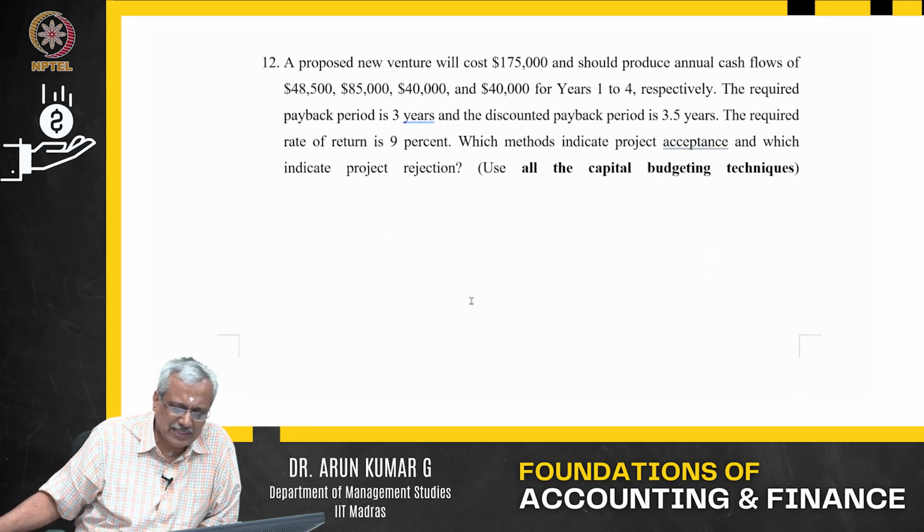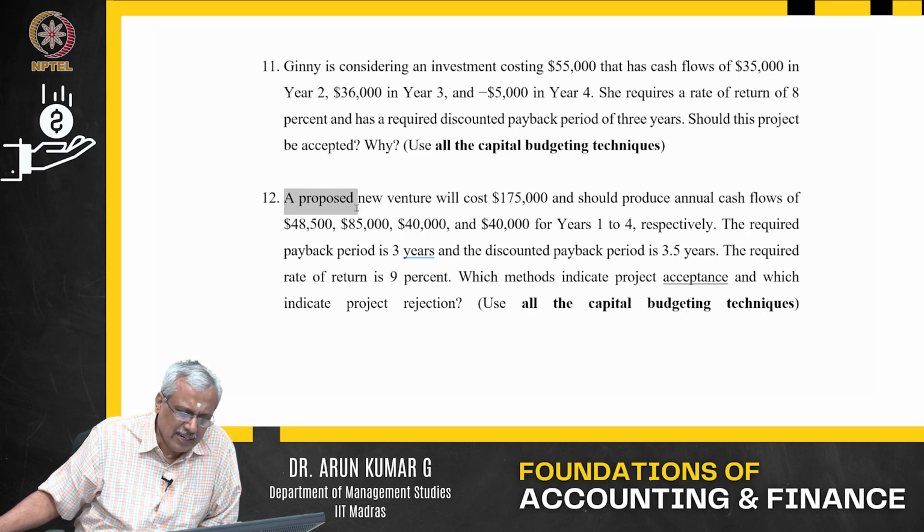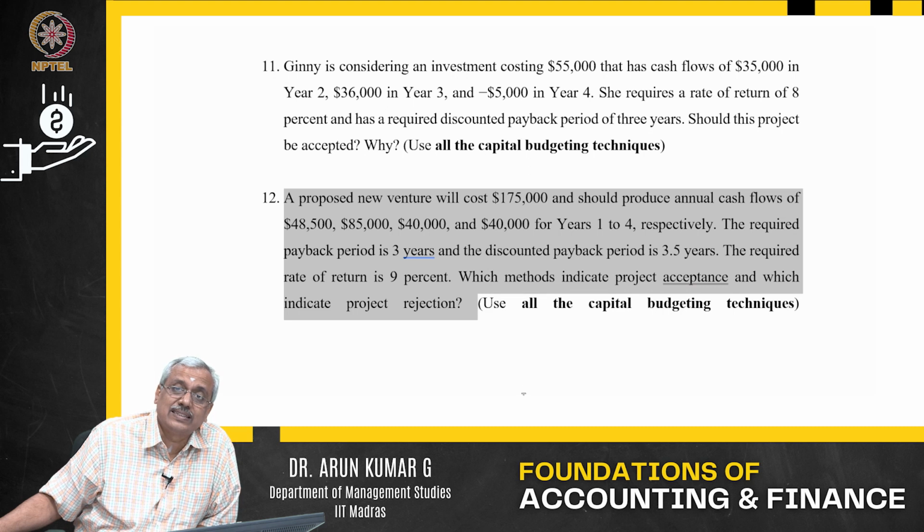I think it is comprehensive, which covers everything: IRR, NPV, profitability index, everything. Let's take the 12th problem. A proposed new venture will cost 1,75,000 to produce annual cash flow of this from year 1 to 4. The required payback period is 3 years, discounted payback period is 3.5 years, the required rate of return is 9% out there, and then which method indicates the project acceptance and which method indicates the project rejections out there.